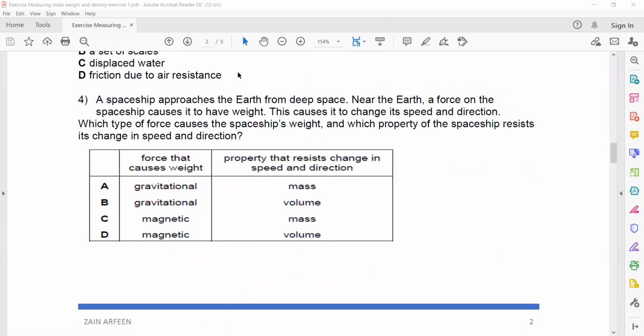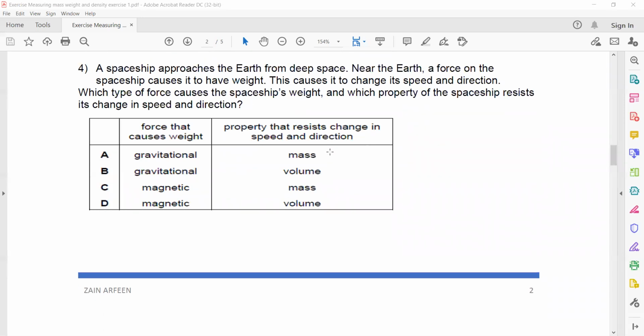In question 4, a spaceship approaches the earth from deep space. So it is coming to the earth from the deep space. Near the earth, a force on the spaceship causes it to have a weight. This causes it to change its speed and direction. Which type of force causes the spaceship's weight, and which property of the spaceship resists the change in the speed and direction?